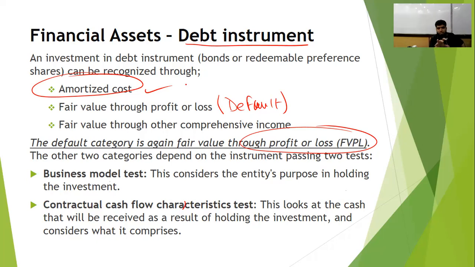So many organizations, when they make an investment in debt instruments, their intention is to hold, that is, they want the benefit through interest and principal. So whenever a company makes an investment in debentures, in 90% of cases their intention is to hold and collect all the benefits, the principal and interest, from this debenture. So practically speaking, companies normally recognize these kinds of investments at amortized cost.